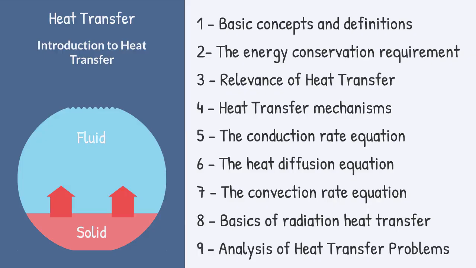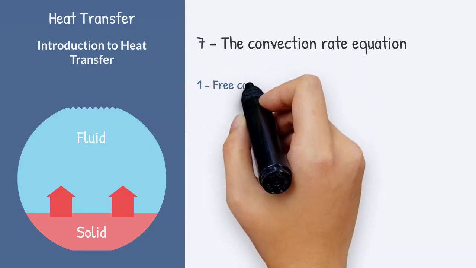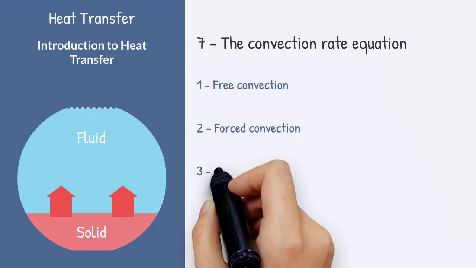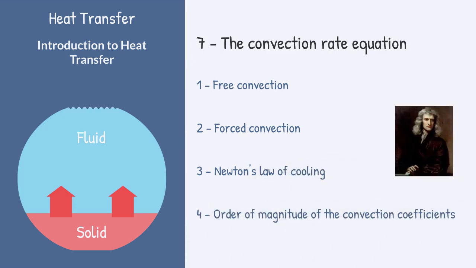In this seventh lesson, we're about to discover the secrets of how fast heat is transferred when temperature differences between a solid surface and a fluid come into play. Therefore, we are going to study the rate equation for the mechanism of convection.